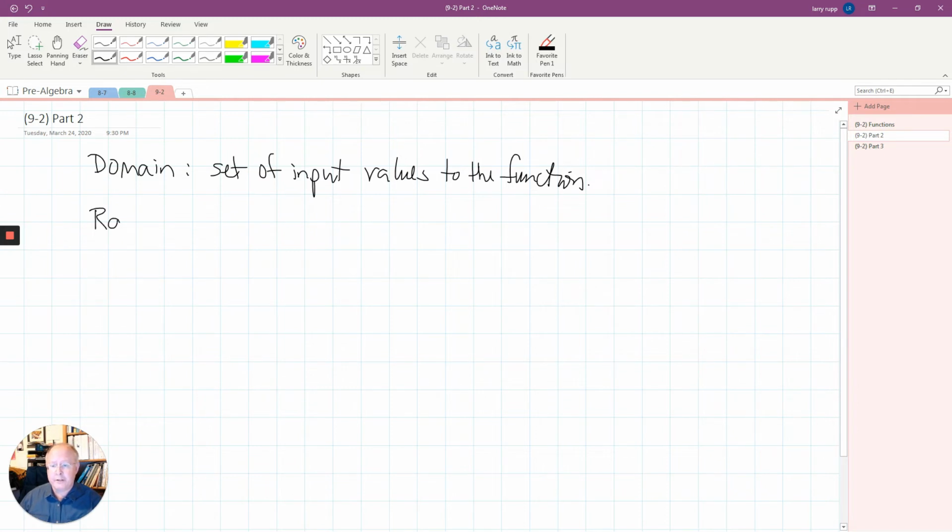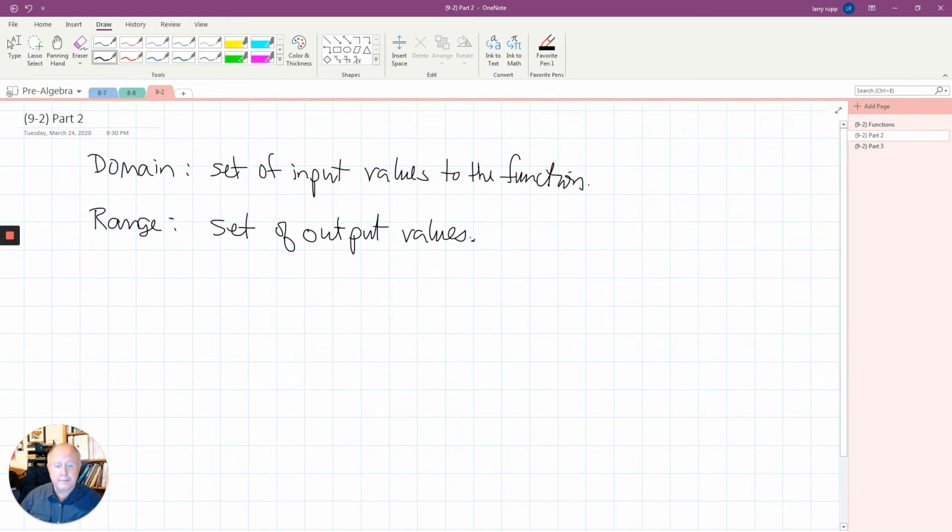Now the range. If the domain is the set of input values, guess what the range is? It's the set of the output values that you get when you put the input values in. So it's the set of output values.